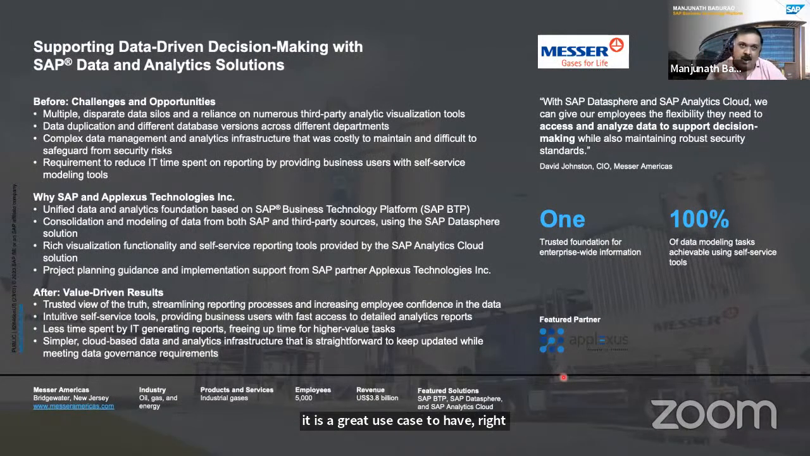One concrete example, which is coming in from Messer. It's an oil and gas company based out of USA in New Jersey, right? They have a very, very similar use case like many of us, right? They have a lot of data that is coming in, even from their drilling machines, even from their gas valves and all of this stuff.